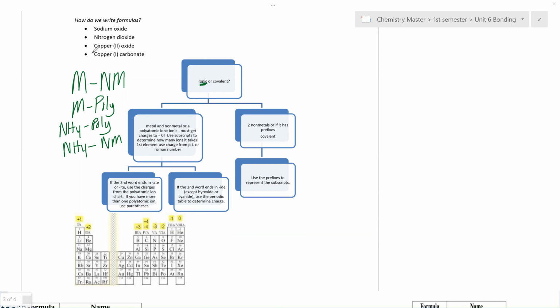The big thing when we're writing formulas, so remember, we're not even focused on this side. Don't even look at this side, okay? The big thing when we're writing formulas is your charges have to be equal to 0, okay? Remember, this sheet is on Schoology, so you can go back and reference it. You have your periodic table.